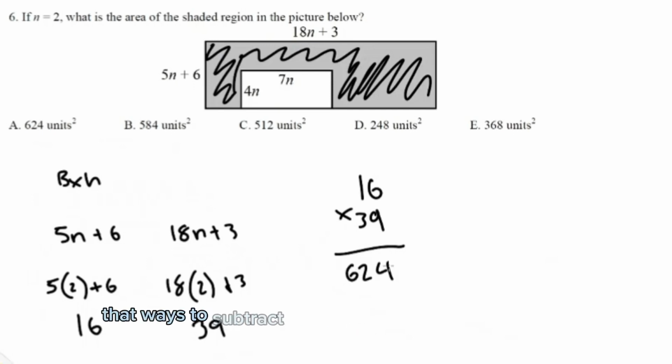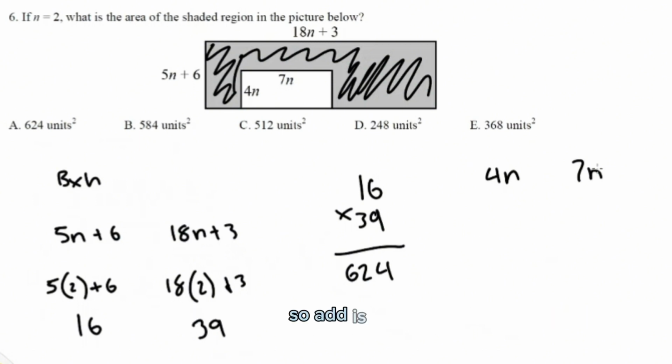Alright, now we need to subtract the area of the smaller rectangle. So the base here is 4n and the height here is 7n. Again, it doesn't matter which one is base or height, you can use both of them. Alright, so n is 2, which means this is 4 times 2, which is 8.